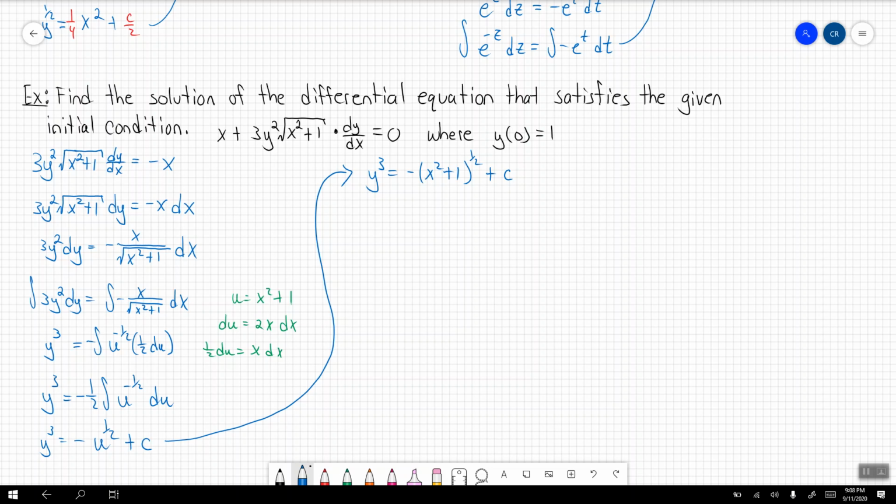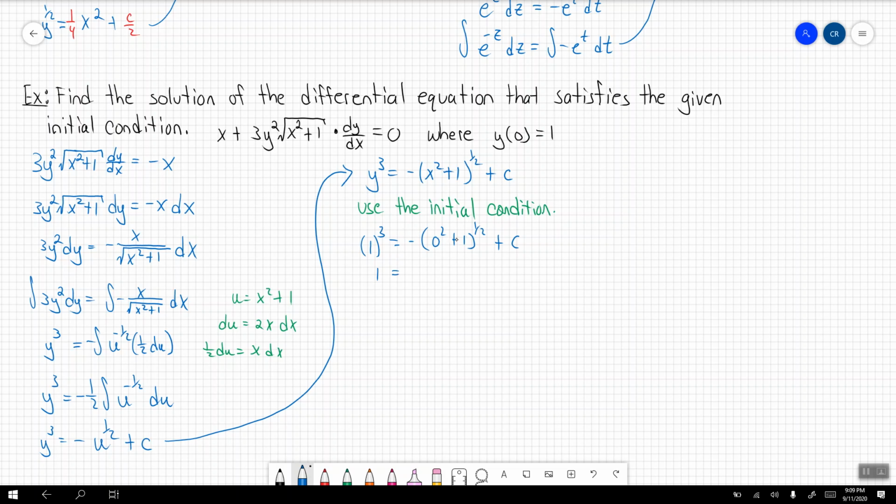Now what I'm going to do is use my initial condition. The initial condition says that my x value is 0 and that my output, in other words my y value, is going to be 1. In that instance, I get that 1 to the power of 3 is equal to negative quantity of 0 to the power of 2 plus 1, to the power of 1/2, plus c. This tells me that my c value is going to be, in this case, 2.